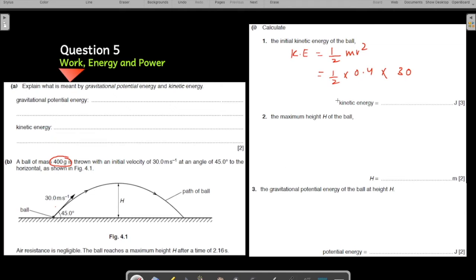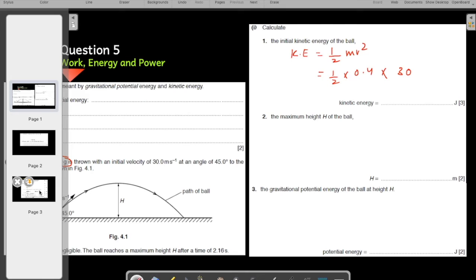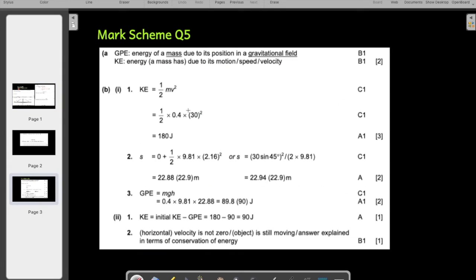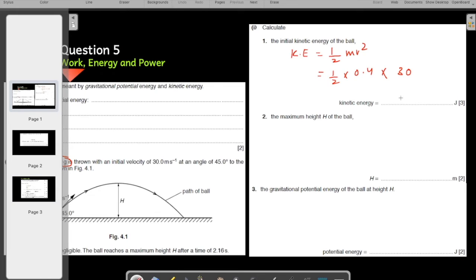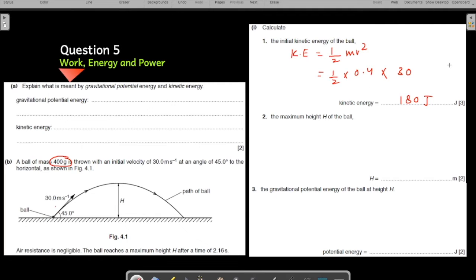Solve it now. It should not be difficult, and see if you're getting the correct answer. I'm leaving the calculation work for you. You should be getting 180 joules. So if you got the answer as 180, give yourself 3 marks here. Such an easy question and 3 marks. It's easy to score, right?